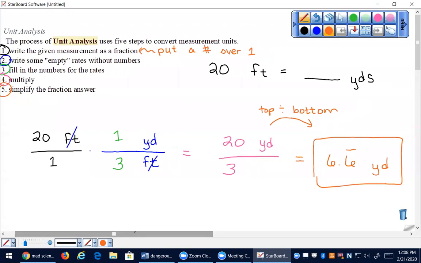If I had some actual situation, I would know if I should round it to 7 or 6.7 or whatever. I'm not going to worry about rounding, but that's not the point today. Question?